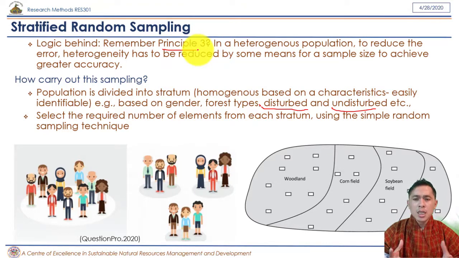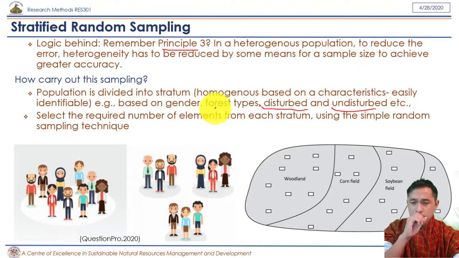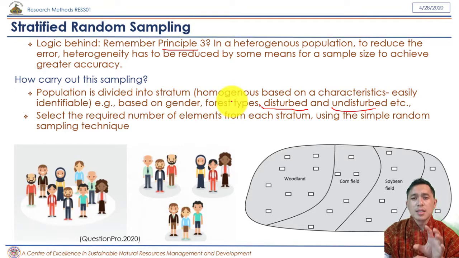For example, if you want to see some views on gender related issues, and you are doing your sampling mostly on males, then the results will be completely different. If you're doing more on females, then the results will again be completely different. What we can always do is make them into two strata, male and female, and whatever data you get from female and whatever data you get from male can be looked at separately. Forest type we just talked about. So these are different kinds of subgroups, or different kinds of strata.